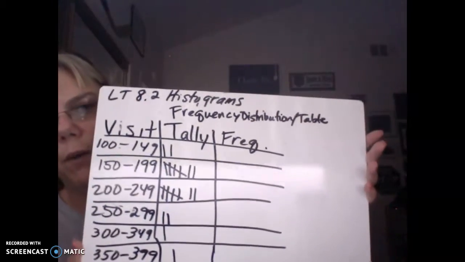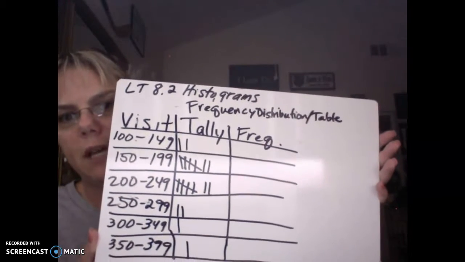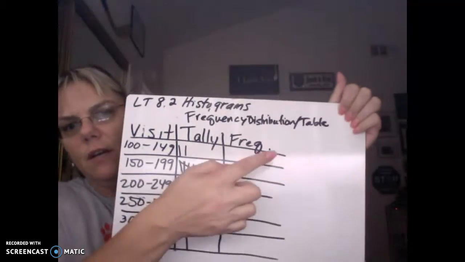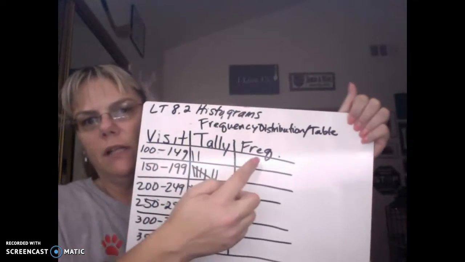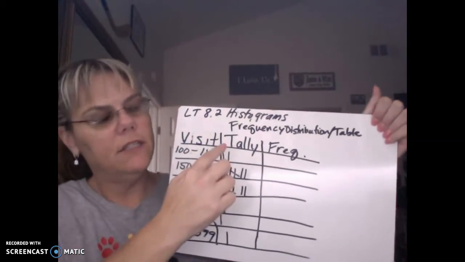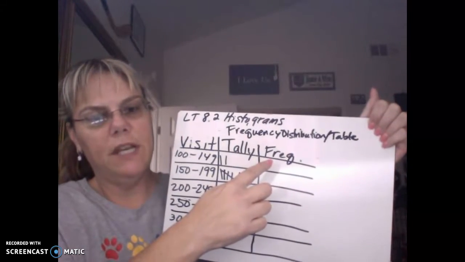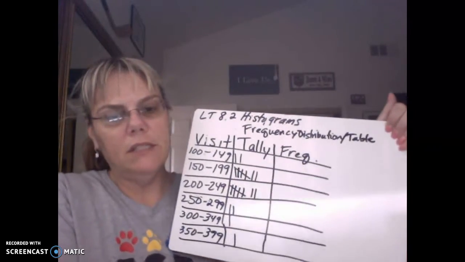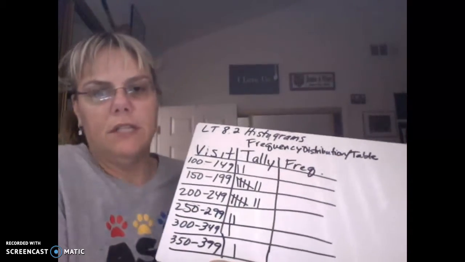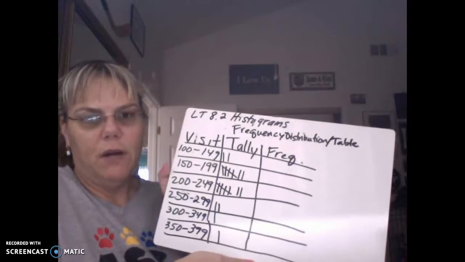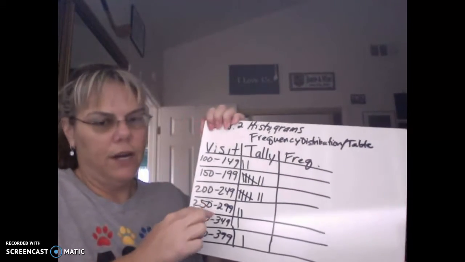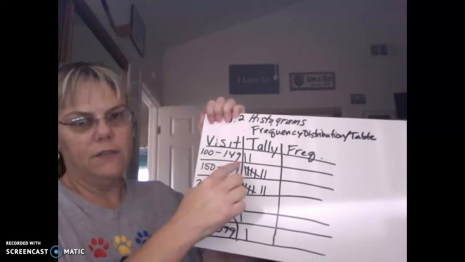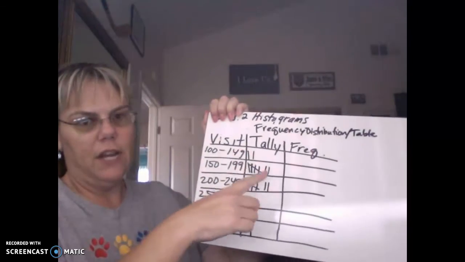You're going to have to create what we call a frequency distribution or frequency table. All I did was make some lines going across and down. I labeled the first one visit, the second one tally, the third one frequency. I took my notes and the numbers in the boxes, the daily visitors to the selected state parks, and I put them in each of my intervals. These are my intervals right here. I made intervals of 50. So 100 to 149 is 50, 150 to 199 is 50, and so forth.